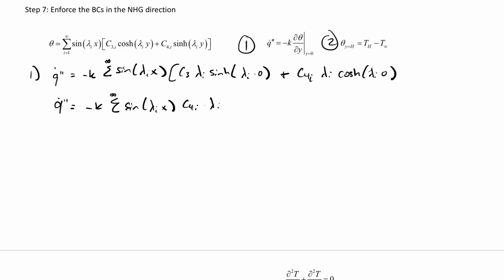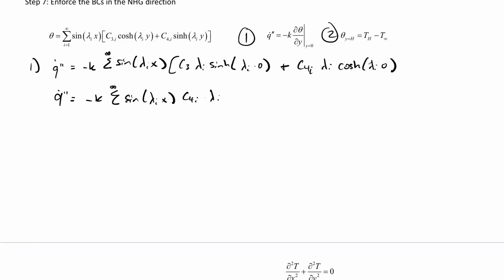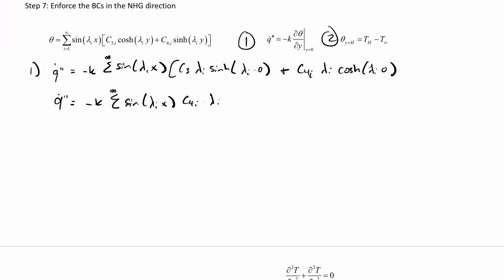Now you should have an idea where to go with this, right? We have a function of x. We need to get rid of that function of x in order to solve for the constants. How do we get rid of it? Use orthogonality. We're going to multiply both sides of this equation by our eigenfunction, which is orthogonal to this series. So we say q dot double prime times the integral from zero to w, of sine lambda I times x dx.